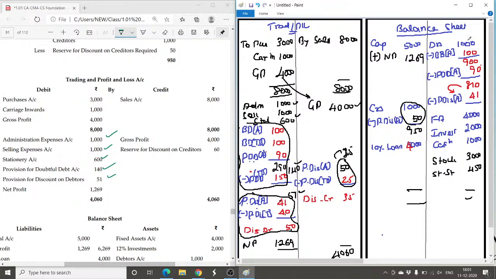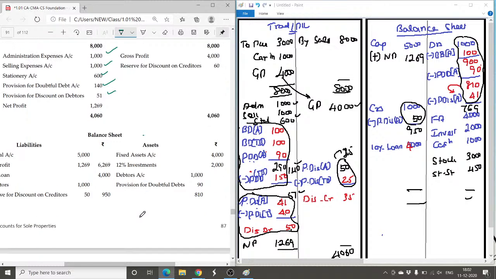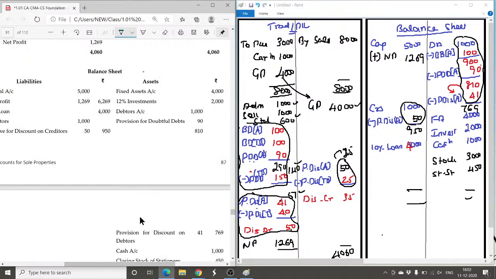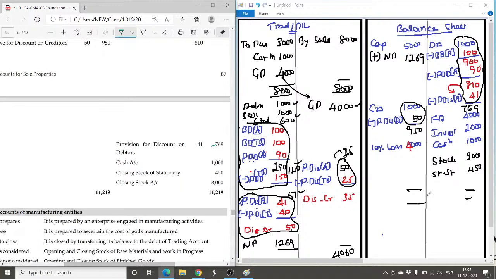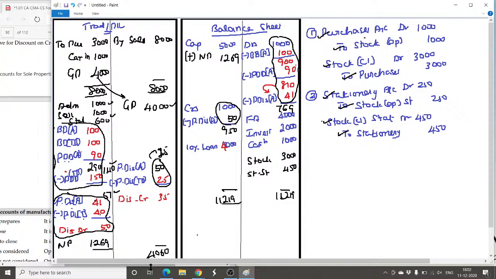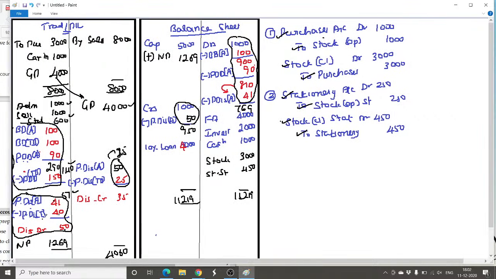Similarly, in the debtors account, after adjustments of all these things, the final value will be how much? 769, I think so. 769 debtors. Okay, yes, 769 is there. If I tally the balance sheet, the balance sheet total being 11,219. Here I have just passed only the entries related to the stocks, stationery stock and normal stocks. Others I have not passed. Clear? Come on, copy this all. Make it faster.